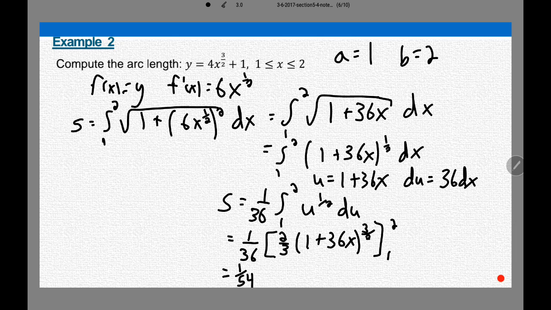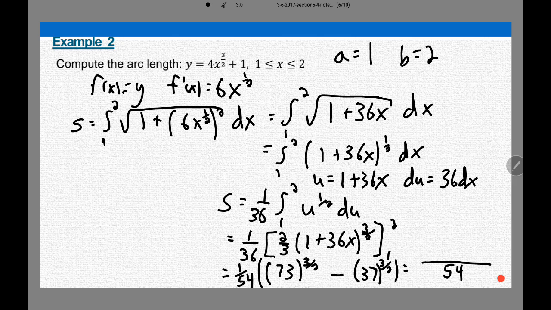And then I've got to plug in 2 in here. So if I plug that in, that gives me 2 times 36, 72, plus 1 is 73 to the 3/2 minus, and then I've got 1, so 36 plus 1 is 37 to the 3/2 power. And just to simplify some things down, we can do a little bit of stuff here. Number 1, we can put everything over 54.